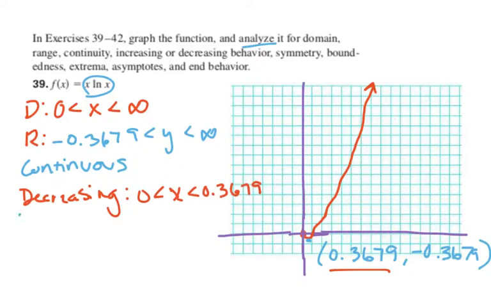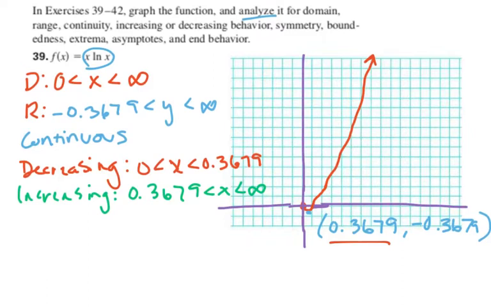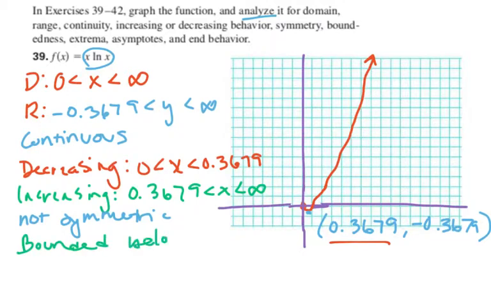And then it's increasing from that minimum point to infinity. Never kind of comes back down. Then we have symmetry, and definitely not symmetric. It is bounded below because it has that minimum, so that's where that comes from.